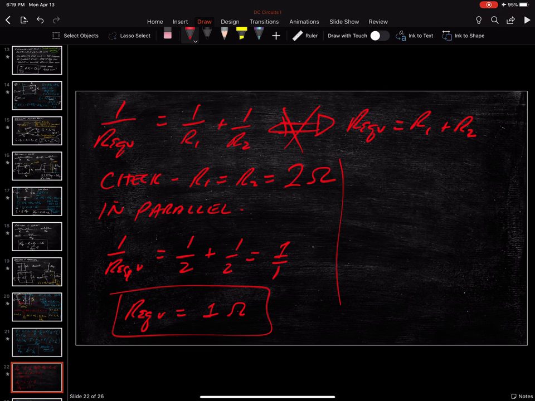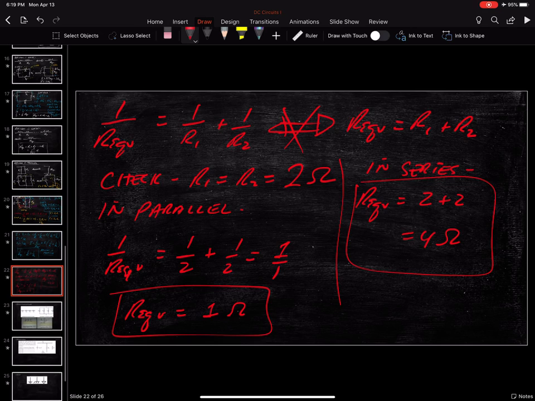But in the case of in series, R equivalent would be 2 plus 2 equals 4 ohms. And so that's in series. So your equivalent resistance is bigger when things are in series, and smaller when they are in parallel.